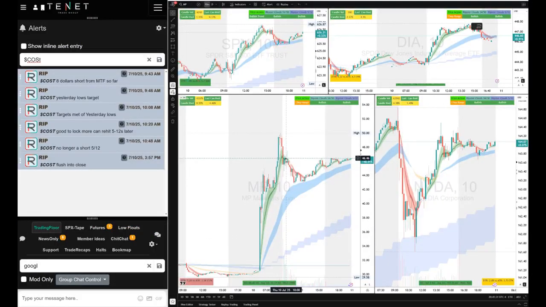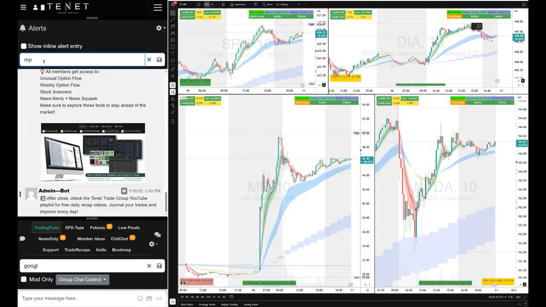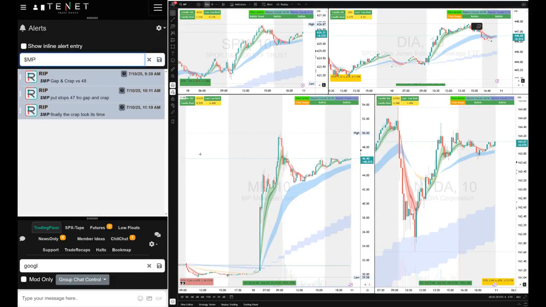So it never pushed over 50. So there was no reason to be long on MP. It never really pushed over 50. So I told the traders gap and crap versus 48. It never pushed over 48. You buy the puts, rejected 48 and faded to the 42.